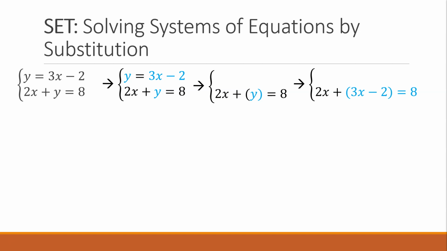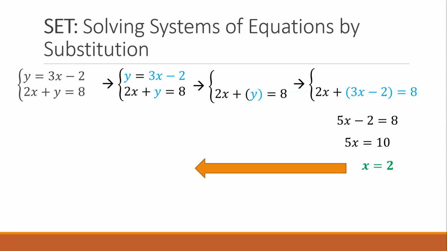Now, this new equation can be solved for x. When we simplify, we see that x equals 2. Once the value for x has been determined, it can be substituted into the other equation to determine the value of y. In this example, if the value of x is substituted into the top equation, we find that the value of y is 4. So the solution to the system of equations is (2, 4).